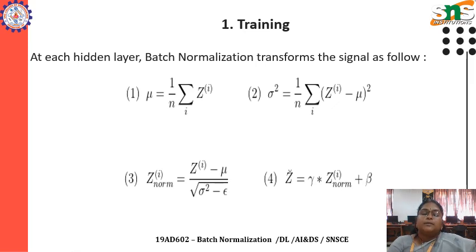The normalized form of the output is represented as z norm, which is equal to z i minus mu divided by the square root of sigma squared plus epsilon. I'll explain in the coming slide what this epsilon refers to. Then the desired output z cap equals alpha into z i normalized output plus beta. I'll be explaining what alpha, beta and epsilon are in the coming slide.